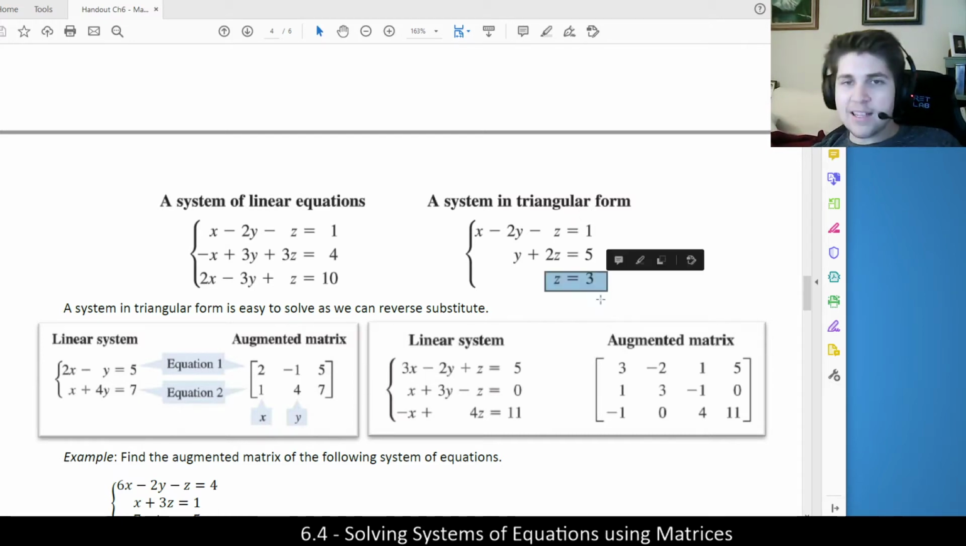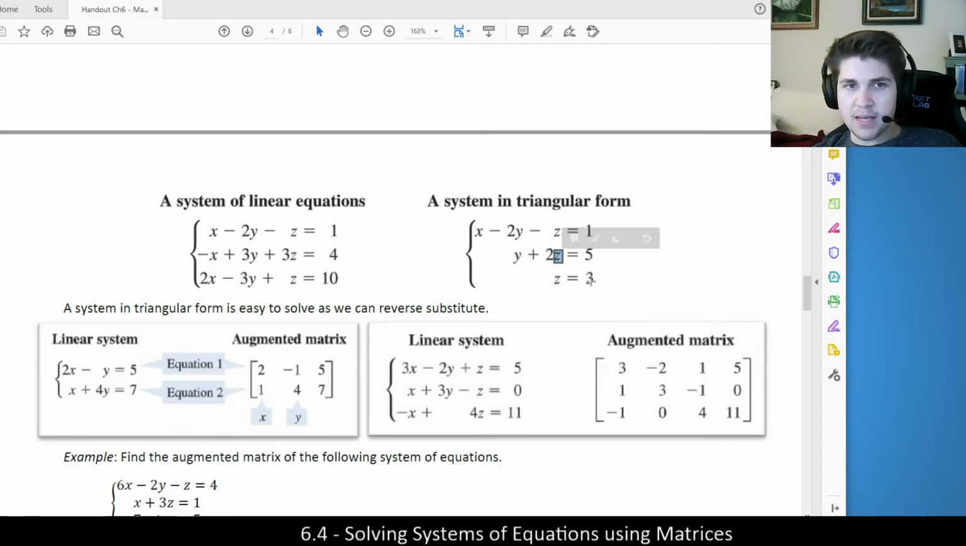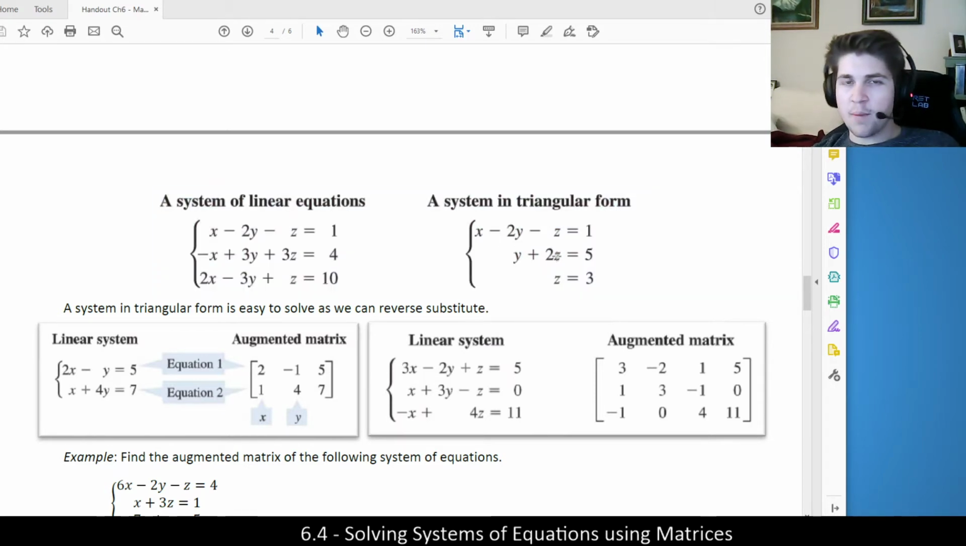Notice that z has already been solved. What it says is z is equal to 3. And if I know that z is 3, I could plug in z right there, which would be 6, and subtract 6 from the other side, and y should follow from there. And once I know y, I could plug in y and z into this equation and go back and find x. Basically, a system in triangular form is already solved for me. There's really no hard lifting to do. It's a matter of back-substituting.